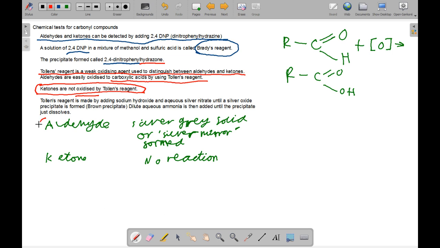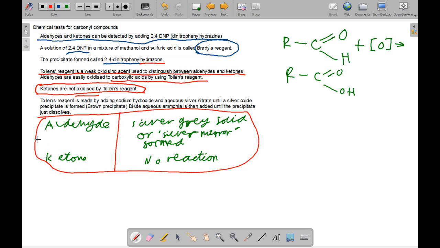To find out what happens with Tollens reagent, I've made a sort of table here. With aldehydes, a silver grey solid precipitate or a silver mirror is formed, and I'll show you what one of those looks like in a bit. Ketones have no reaction because no precipitate forms, but really what you should write in practicals is no observable change.